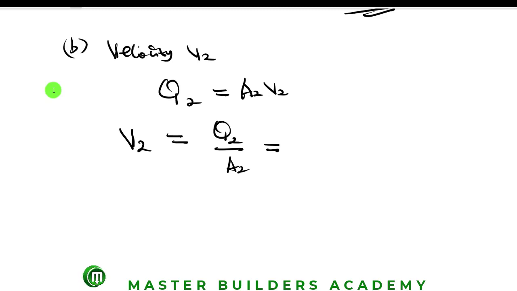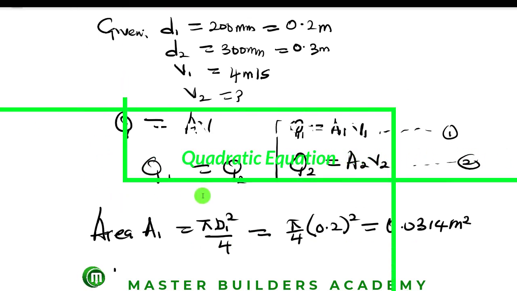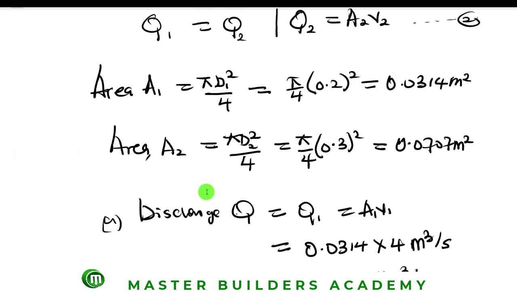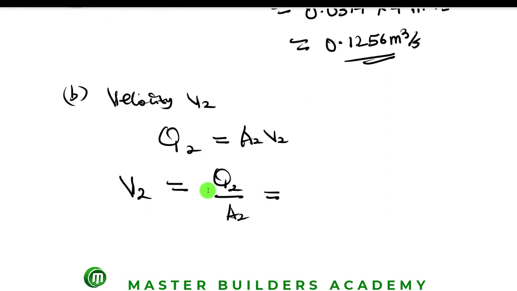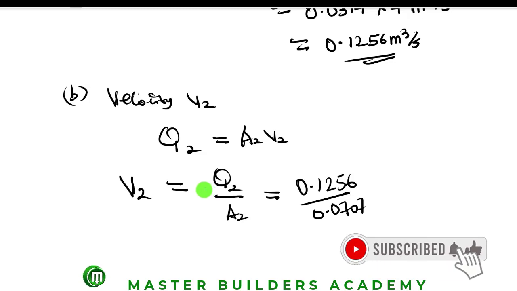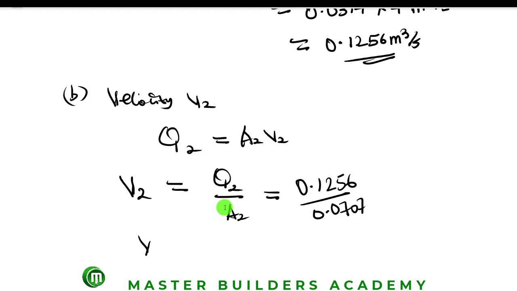And now we know that Q2 is the same thing as the discharge. Remember, from this equation here, we have that Q1 is equal to Q2. So if this is true, then it shows that whatever value we have for Q1, we can apply it for Q2. Hence, we have that this is equal to 0.1256 all over the area, which is 0.070. Remember, we are using the area for section 2, which is A2. So if we move down, V2 automatically becomes 1.77 meters per second. This is the velocity of the water at section 2.